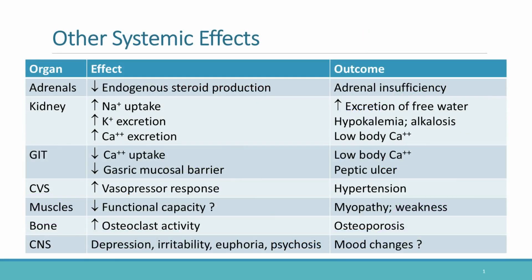Corticosteroids affect many organ systems as shown. Take time to explore this table. Muscle wasting, psychosis, cataracts, and glaucoma are also important complications. These adverse effects become especially significant during prolonged high-dose therapy.